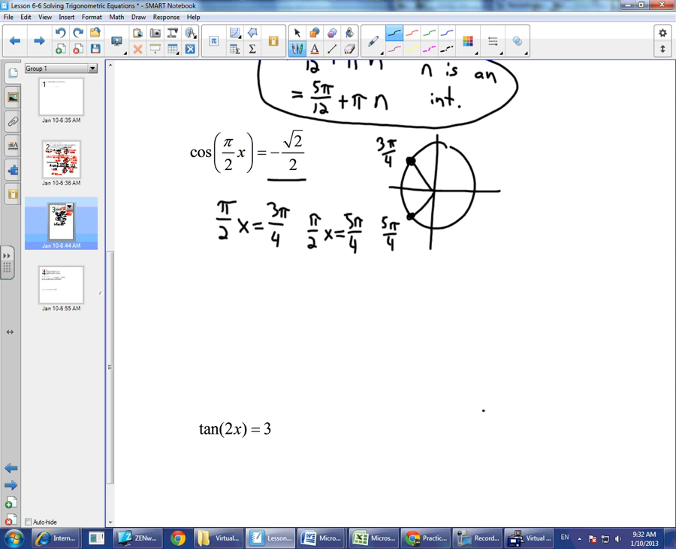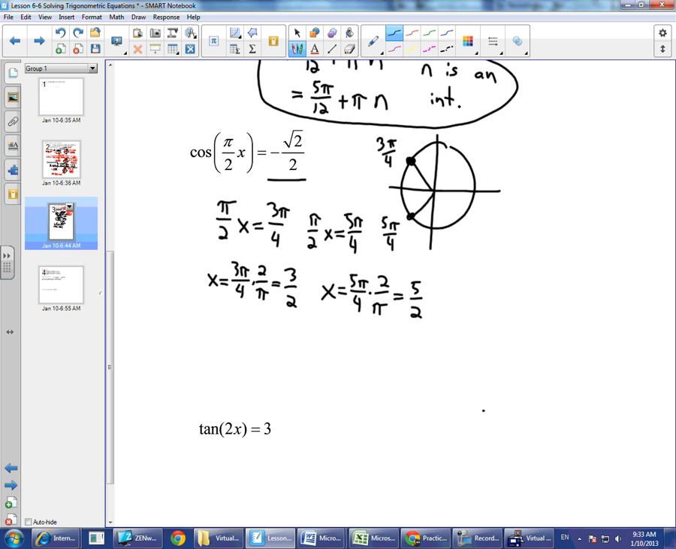And then I'm going to solve each one of these little equations. When I solve this, I'm just going to multiply both sides, or you can divide both sides by pi over 2, or multiply both sides by 2 over pi. So what I'm going to get here is 3 pi over 4 times 2 over pi, which in this case reduces down to 3 halves. And my second solution is going to be 5 pi over 4. And again, I'm going to multiply both sides by 2 over pi. So I get 5 halves. So there's my two solutions on one cycle.